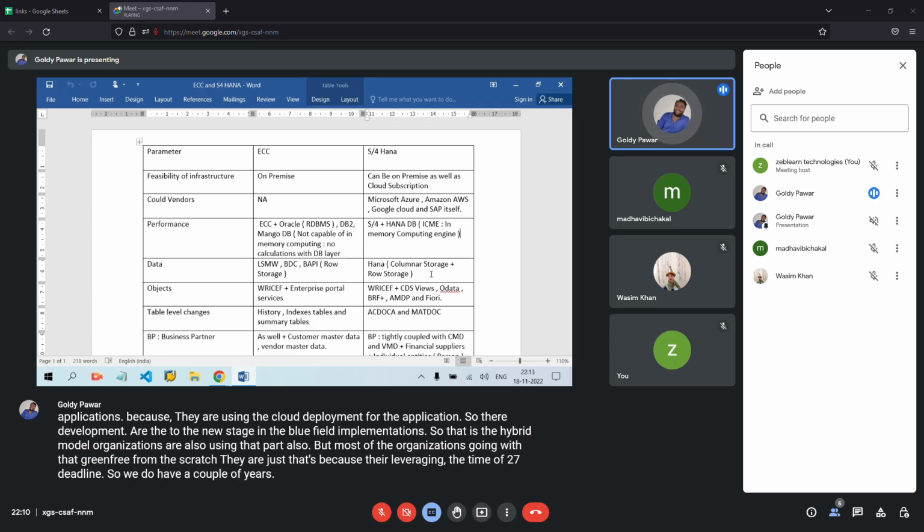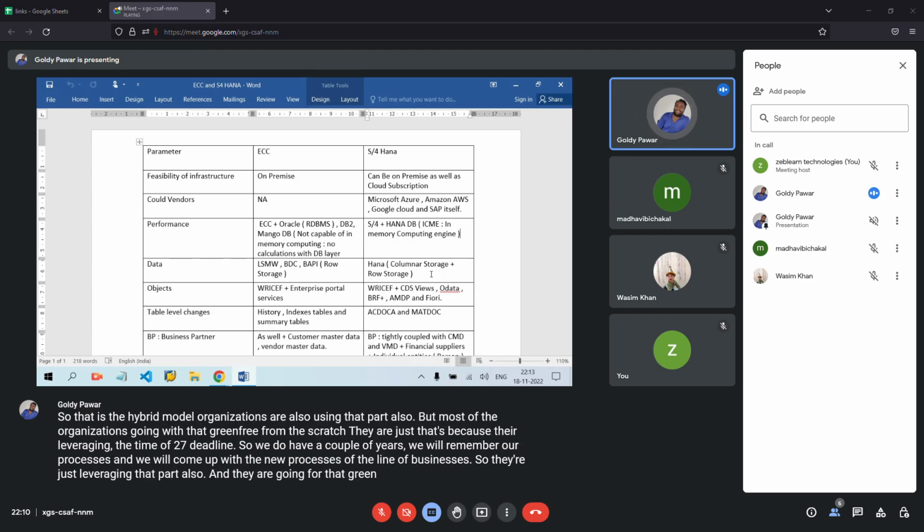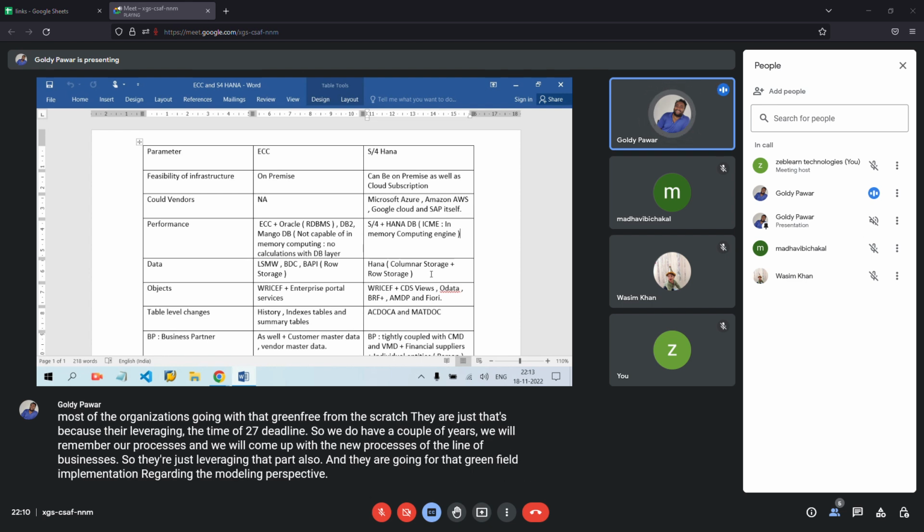We will revamp our old processes and we will come up with the new processes of line of businesses. So they are just leveraging that part also, and they are going for the greenfield implementation. Regarding the modeling perspective of the data, BIBW engine parts, yes.